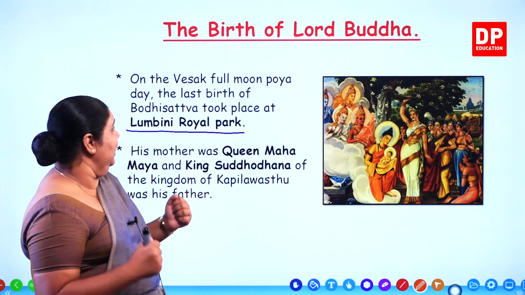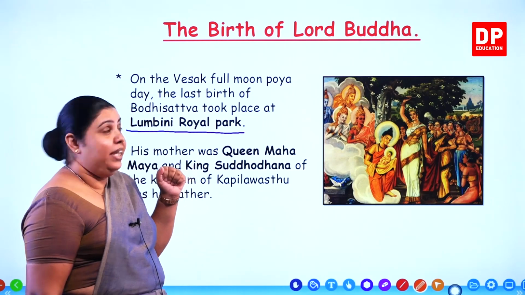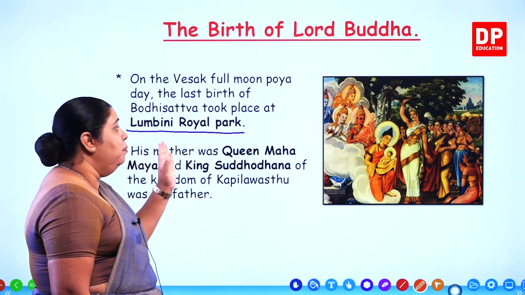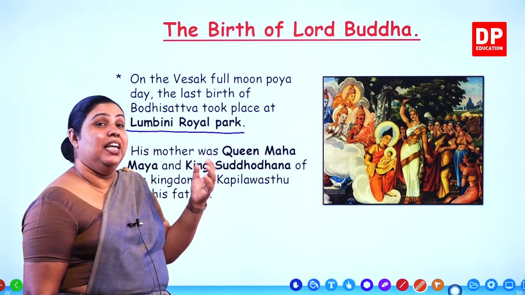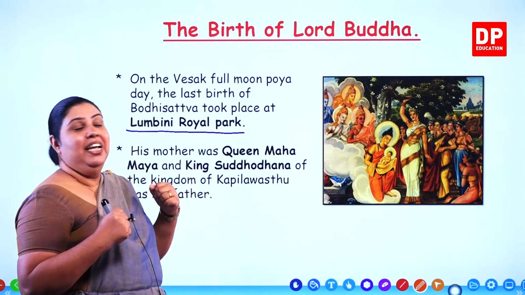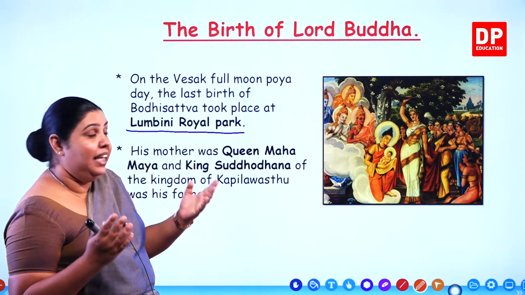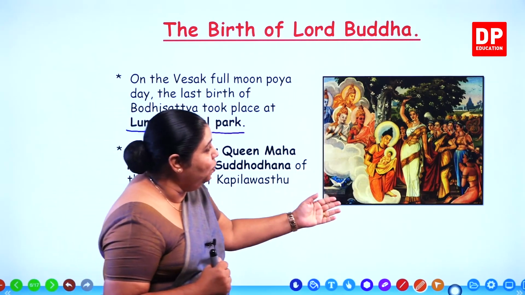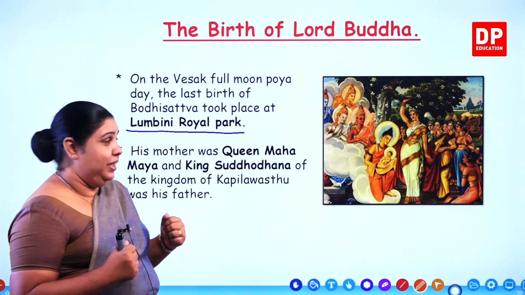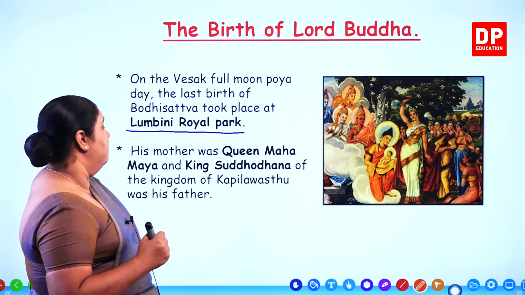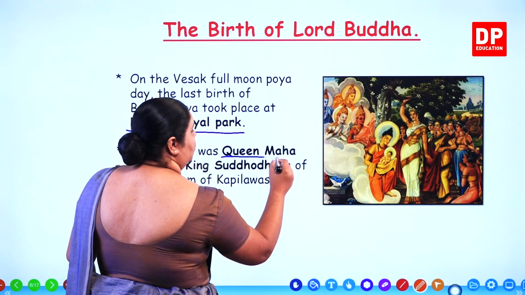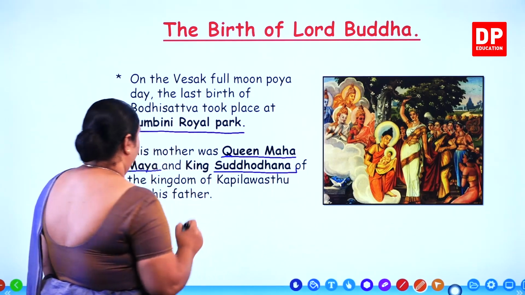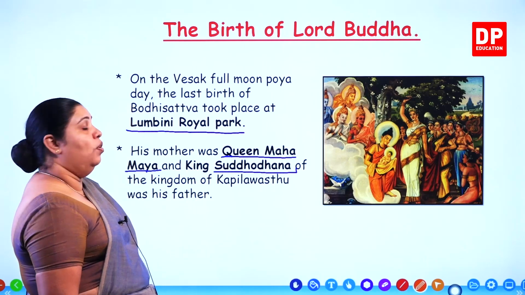So how do you say that in English? On the Vesak full moon Poya day, the last birth of Bodhisattva took place at Lumbini Royal Park. Now take a look at the picture. Can you see? This is how the birth of Lord Buddha happened. His mother was Queen Mahamaya. His mother was Queen Mahamaya and King Suddhodana of the kingdom of Kapilavastu was his father.